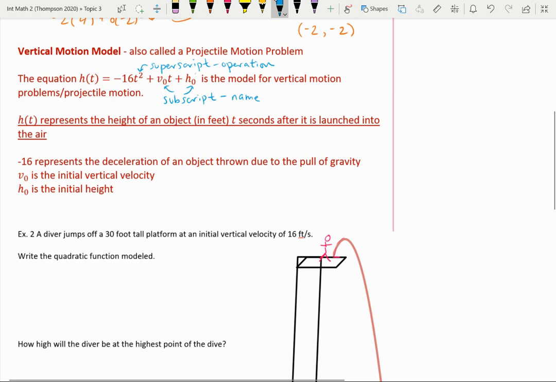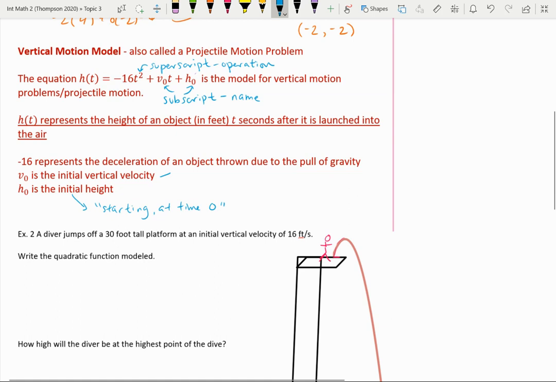v of 0 means the initial vertical velocity. You can think of that as the starting velocity. h of 0 is the initial height. You can think of initial as the starting, like at time 0. That's what that means.